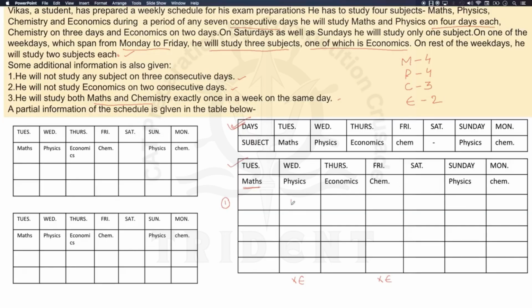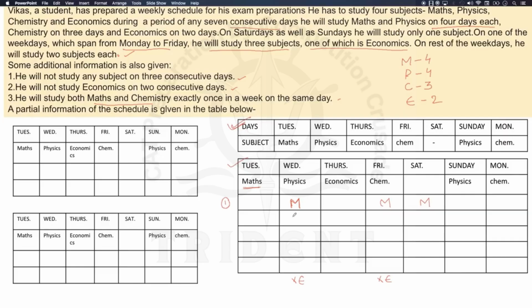Let's suppose maths is on Wednesday. So I'm fixing this. The maths is on Wednesday. So can maths be on Thursday? No, maths cannot be on Thursday, because 3 consecutive days, Tuesday, Wednesday and Thursday, cannot be the same subject. Can maths be on Friday? Yes, maths can be on Friday, and maths can be on Saturday. Okay, so this is a possibility.